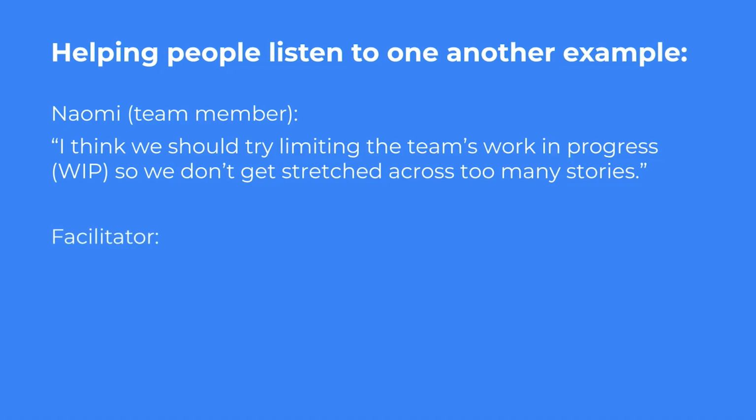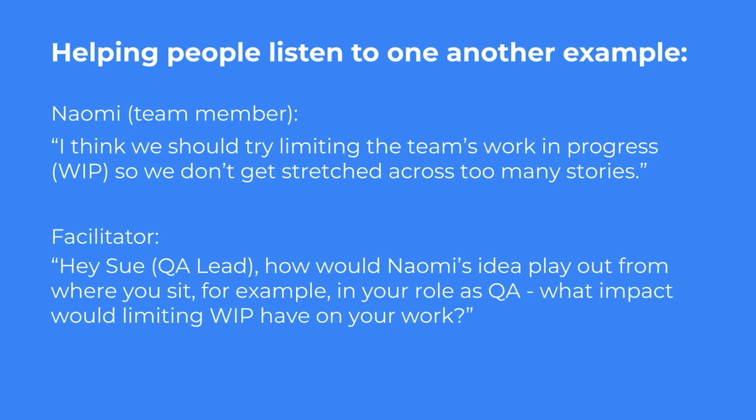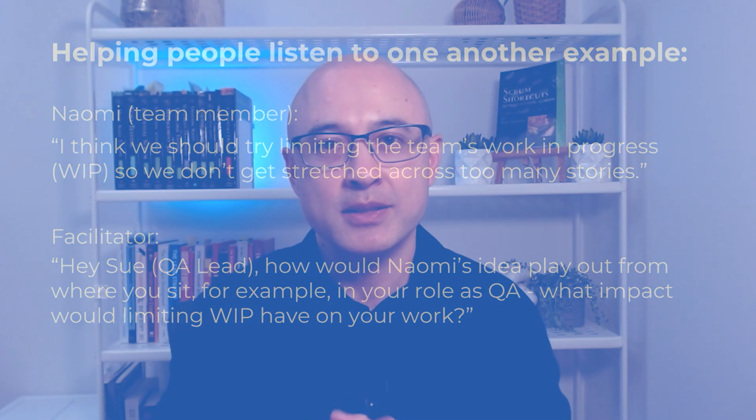Now imagine that the whole group nods and nobody builds upon it. So as a facilitator, what you can do is you can say, hey, Sue, how would Naomi's idea play out from where you sit? For example, in your role as QA, what impact would limiting WIP have on your work? So that's going to make sure that we hear from different perspectives and hear from others within the group.